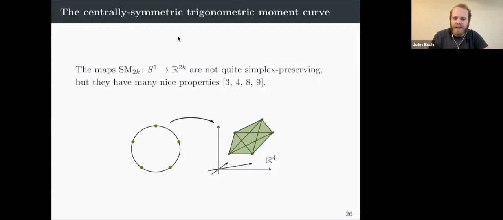And another property is that, for example, if k is equal to 2, this is a map from the circle to R4. And it has this property that if I take 5 equally spaced points along the circle, if I take this 4-simplex, then under this map into R4, we actually have a regular 4-simplex. So the distance between any pair of distinct points is equal. So it takes this approximation to a regular 4-simplex to an actual geometric 4-simplex in R4. And it does this for, say, if k is equal to 3, then I take 7 equally spaced points, etc.